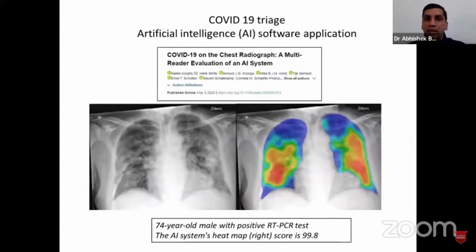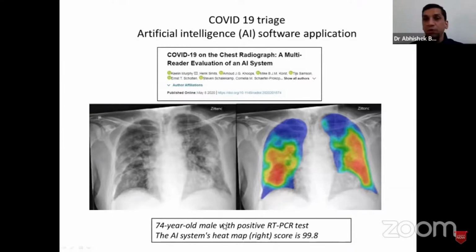As I talked about already, artificial intelligence is coming in a big way in all radiological applications, and even COVID-19 was not untouched by AI. This paper talks about COVID-19 diagnosis on chest X-rays and a multi-reader evaluation of an AI system. This paper generated heat maps on chest X-ray.